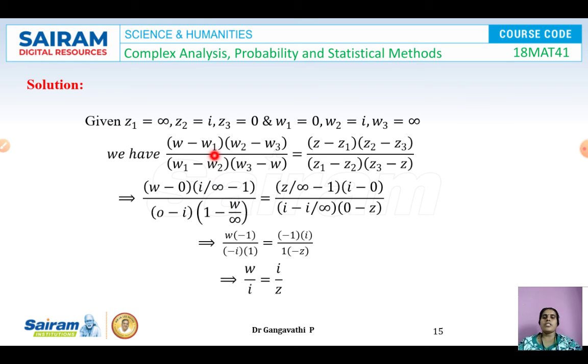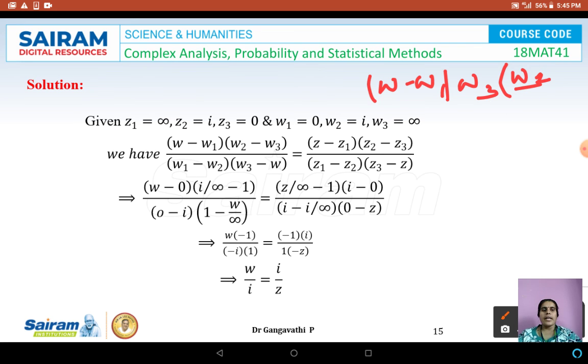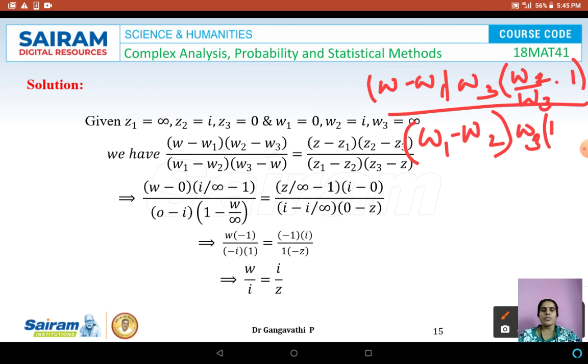So here, which is the point? z1 is a point which is having infinity. So z1 must be eliminated here as well as here. Similarly, w3 is a point which has an infinity. So w3 here and w3 here must be eliminated. How do we do it? Take them out as a common term. So when we do so, we get w minus w1 into, so we can take out w3, so we get w2 by w3 minus 1 divided by denominator w1 minus w2 into, here we can take out w3 as a common term, so we get 1 minus w by w3.